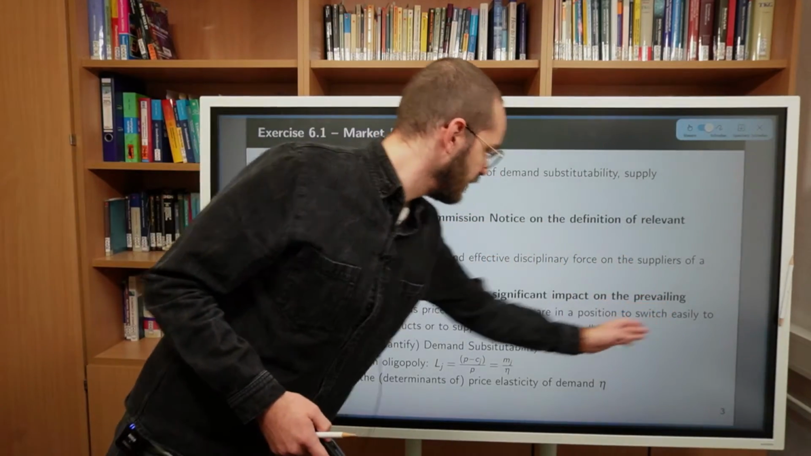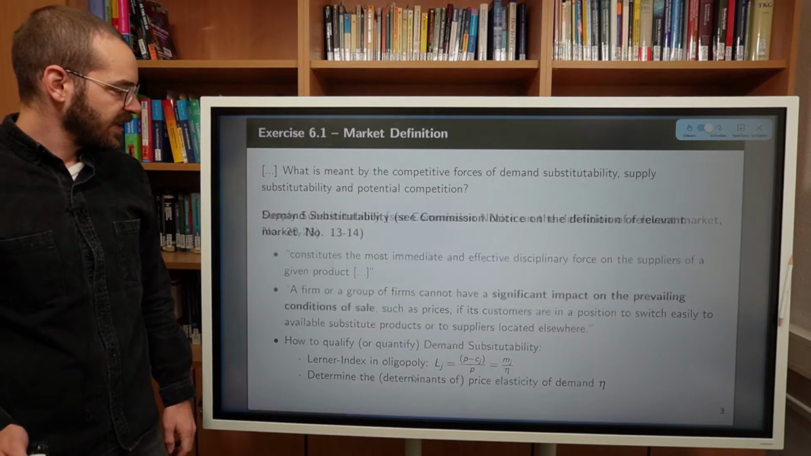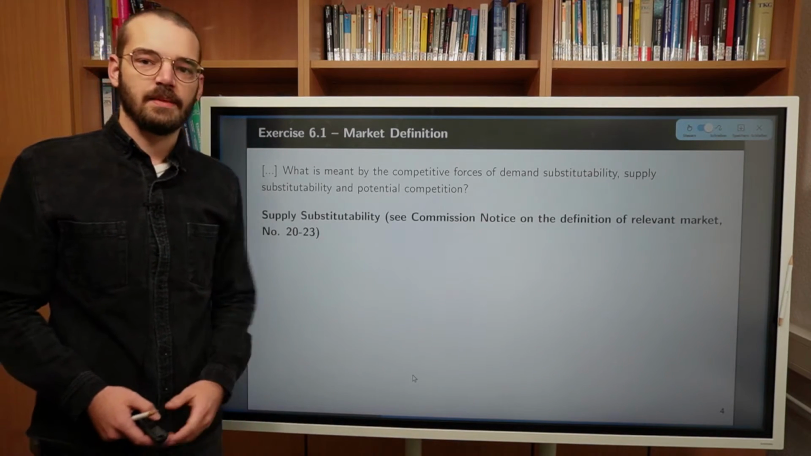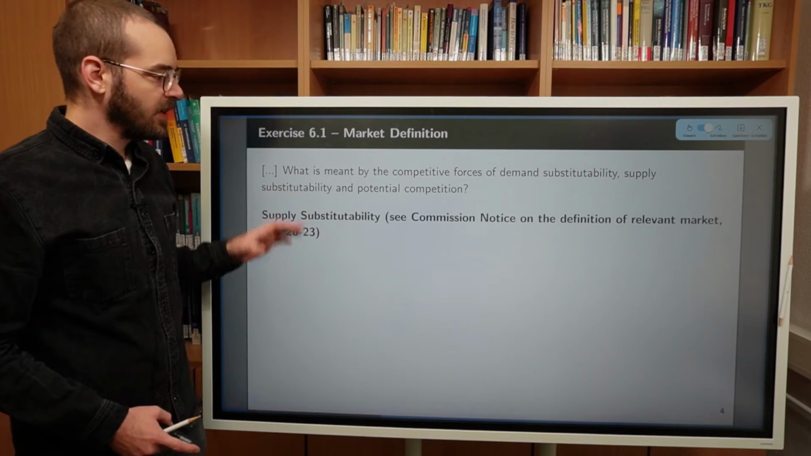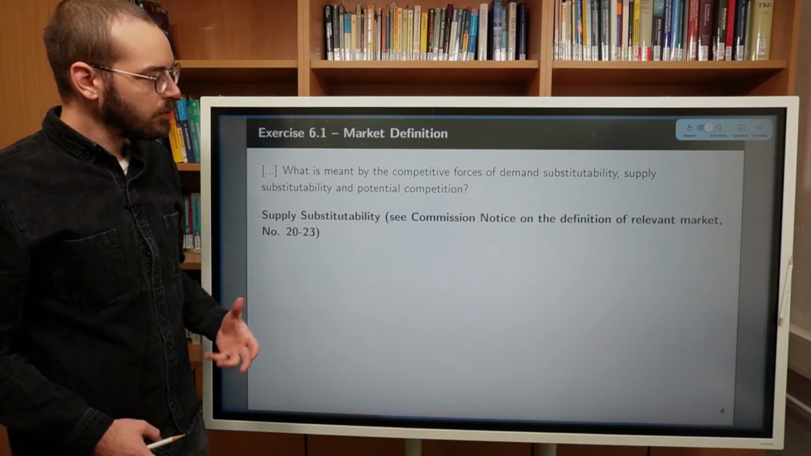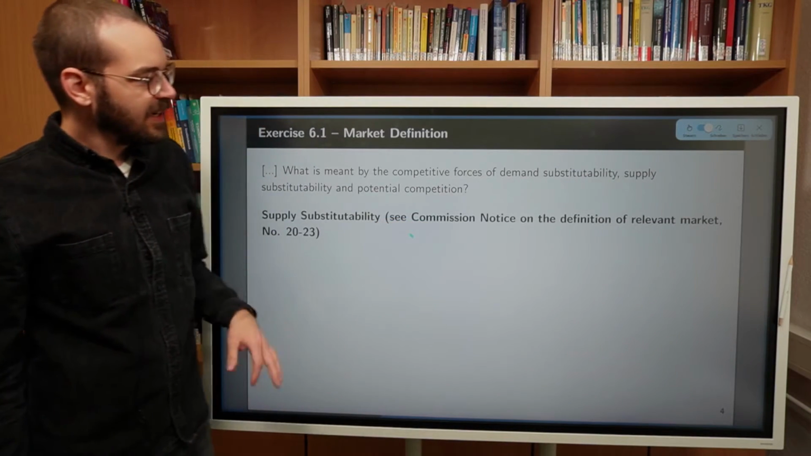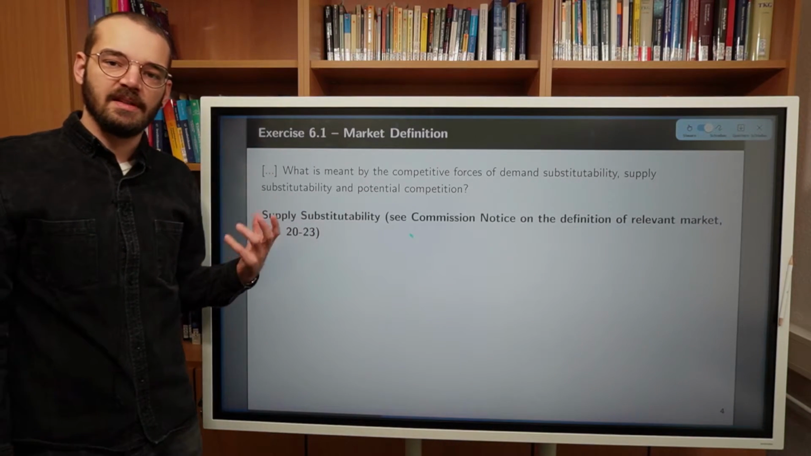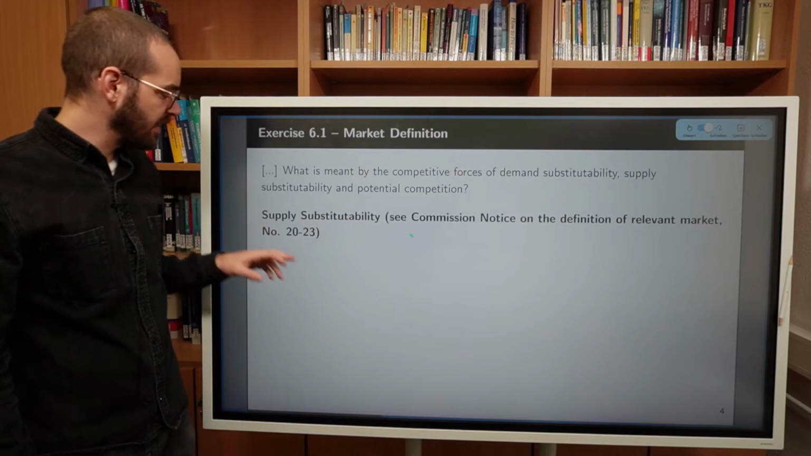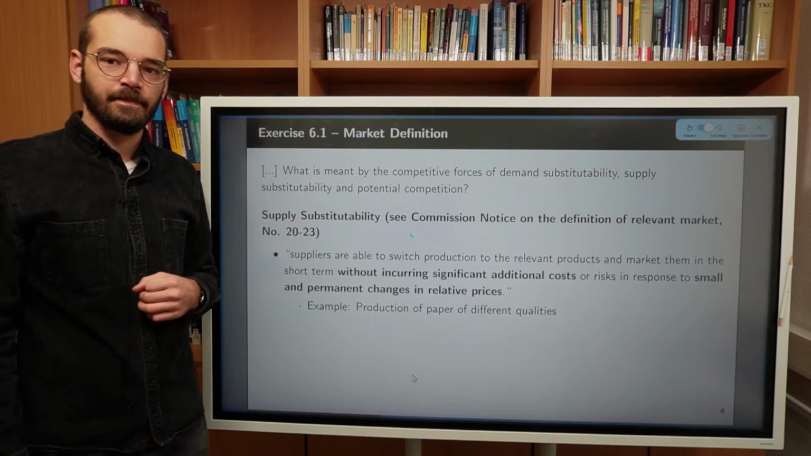Let's get rid of all of this, and let's then continue with the second part of the question, supply substitutability. And again, we would like to answer this question based on quotes that you can find in the Commission's notice. In this part, more precisely, you can find all relevant information that we will discuss in the following in the numbers 20 to 23 in this Commission's notice.